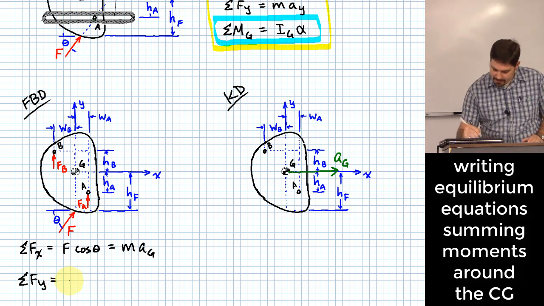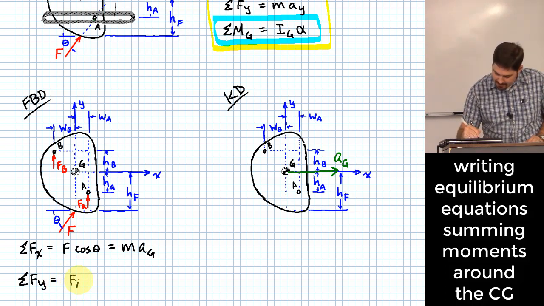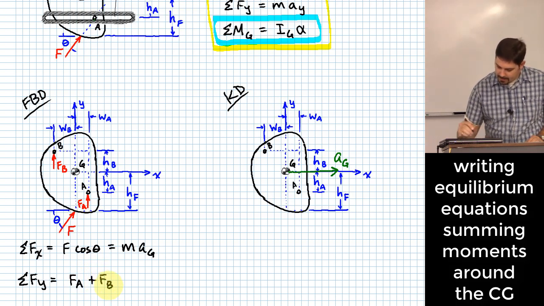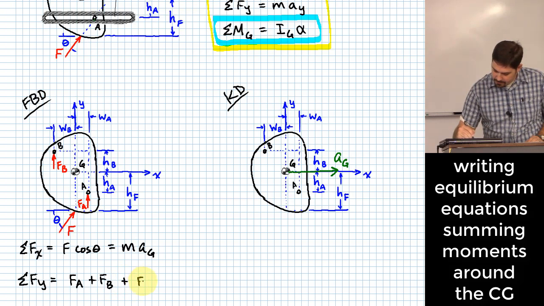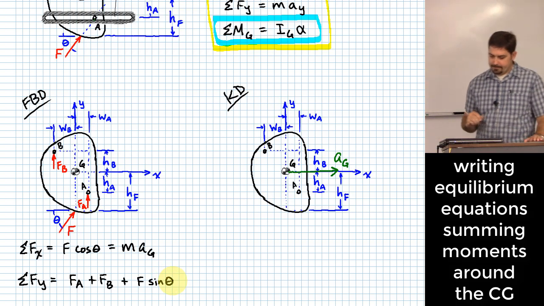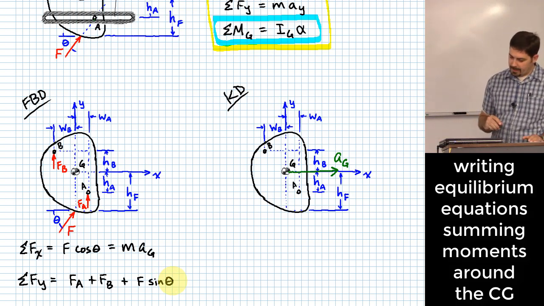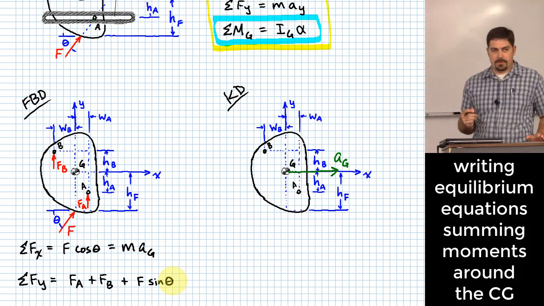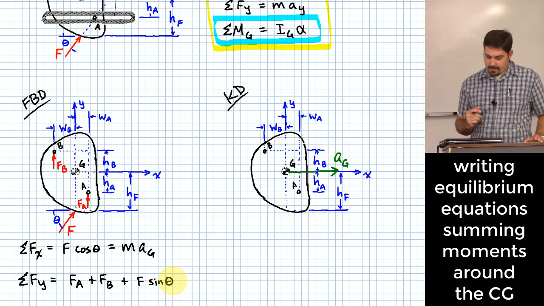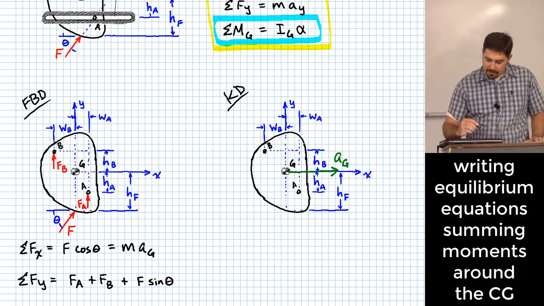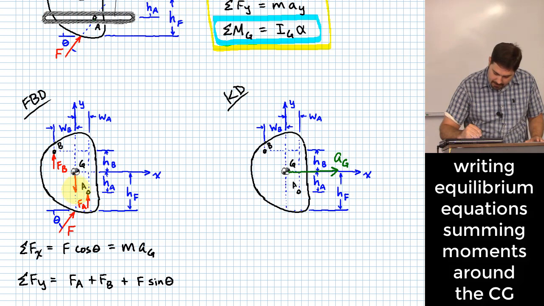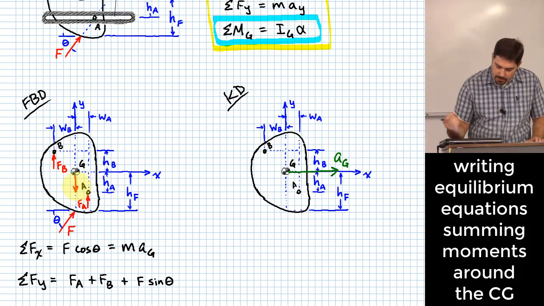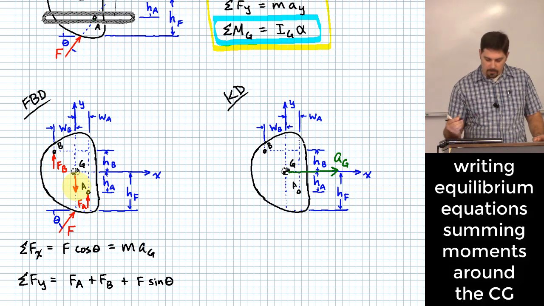Okay, in the y direction, I'll have FA plus FB, plus F times the sine of theta. All right. Anything else in the vertical direction as far as forces? That's a good point. I never did put on here the weight, but I can do that, right? Maybe I'll just put, you can put mg if you want, or you can just put weight. I'll put mg.